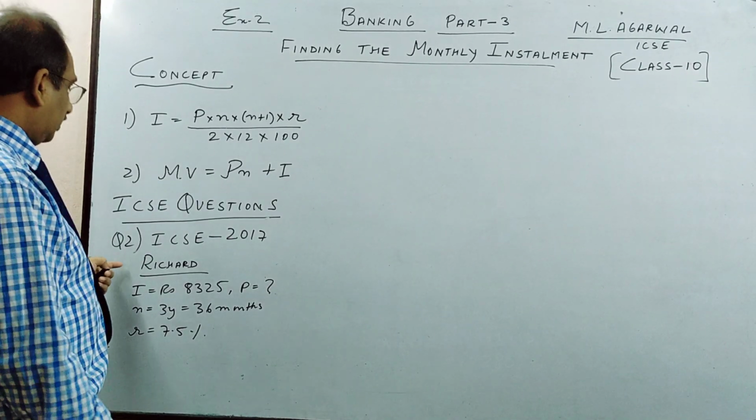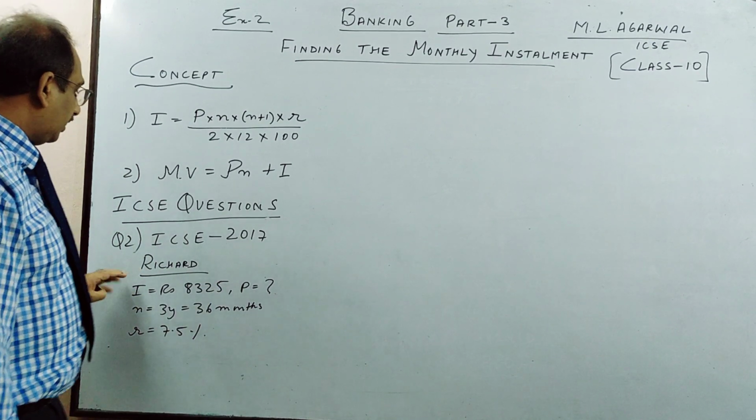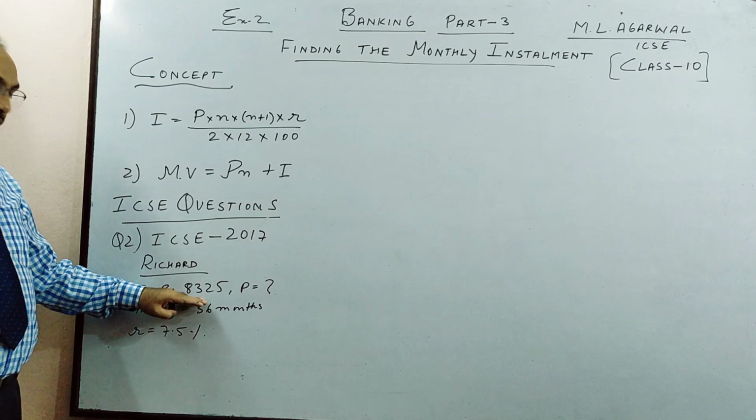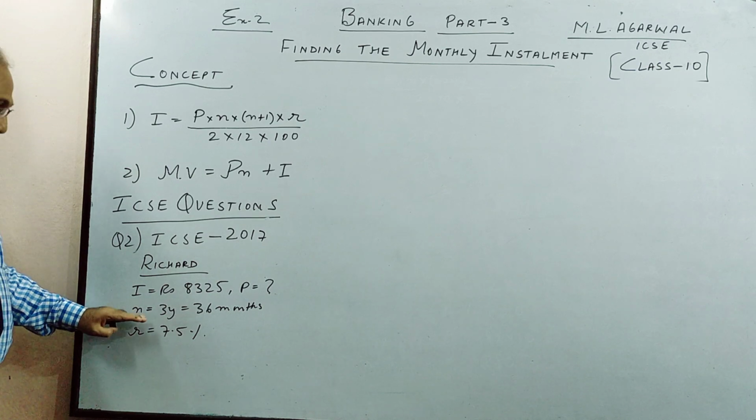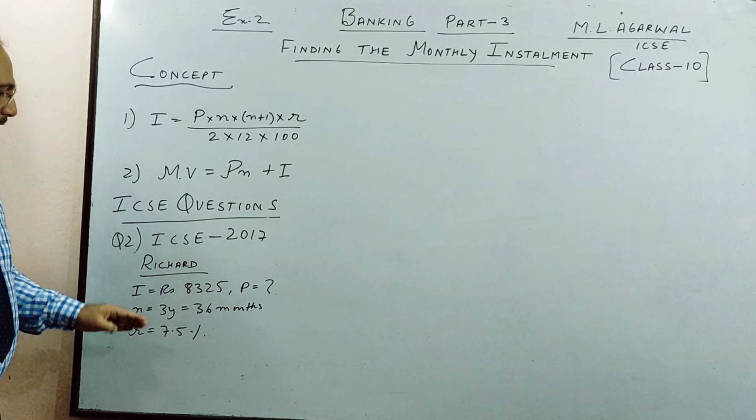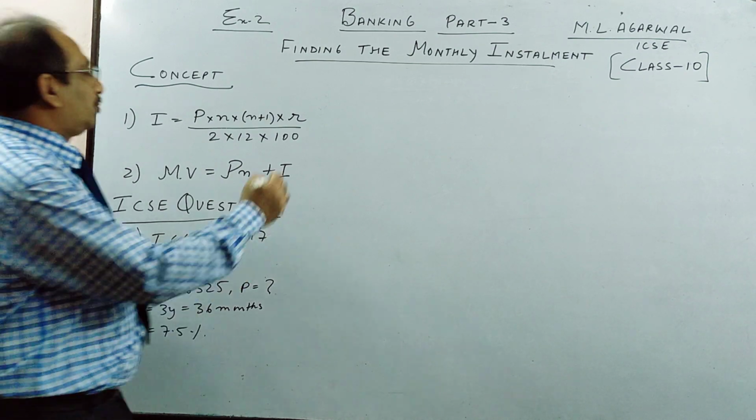So now we take the second ICSE question, which is 2017. Here there is one person, Mr. Richard. He gets interest of this much. So what is his monthly installment? Given he deposits P rupees. Let P be the monthly installment, or let us take X this time, for 3 years, and the rate is 7.5.